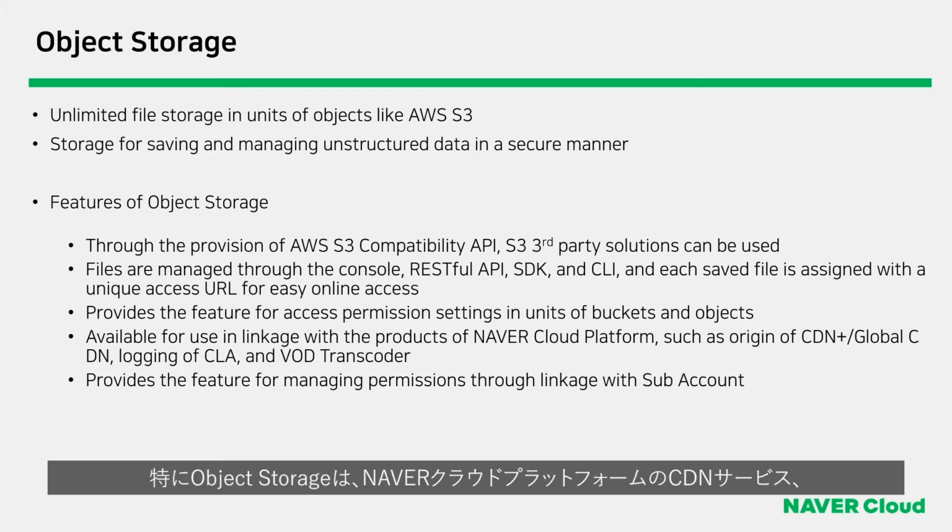Object storage is used especially as the basic storage for various Naver Cloud Platform services, such as CDN service and Cloud Log Analytics. You can manage permissions for objects and buckets uploaded to object storage, and RBAC method permissions separation for object storage is available through the sub-account feature of Naver Cloud Platform.